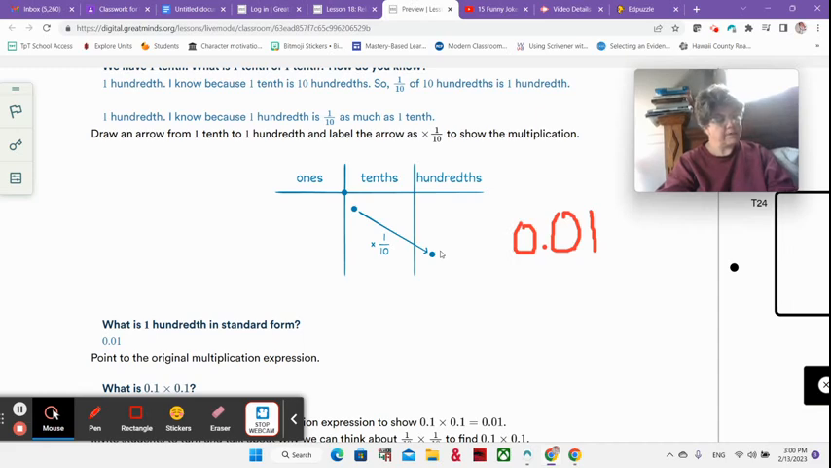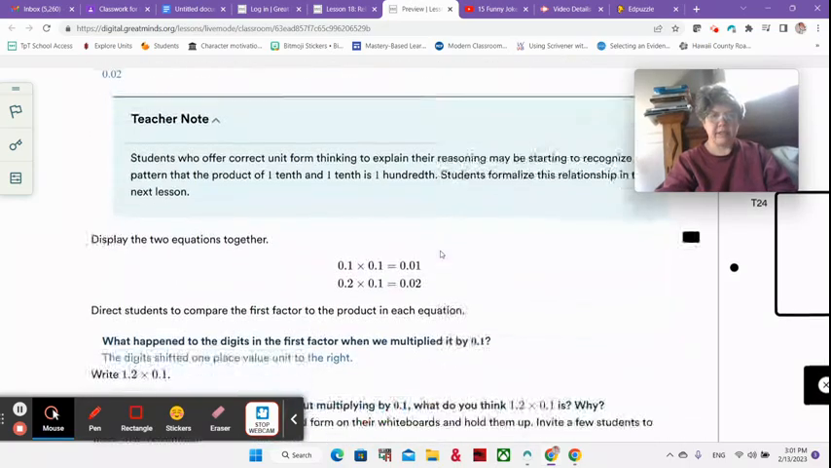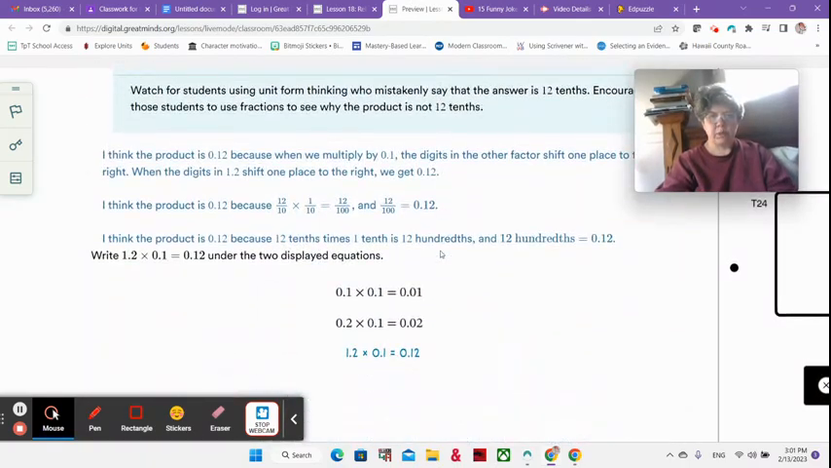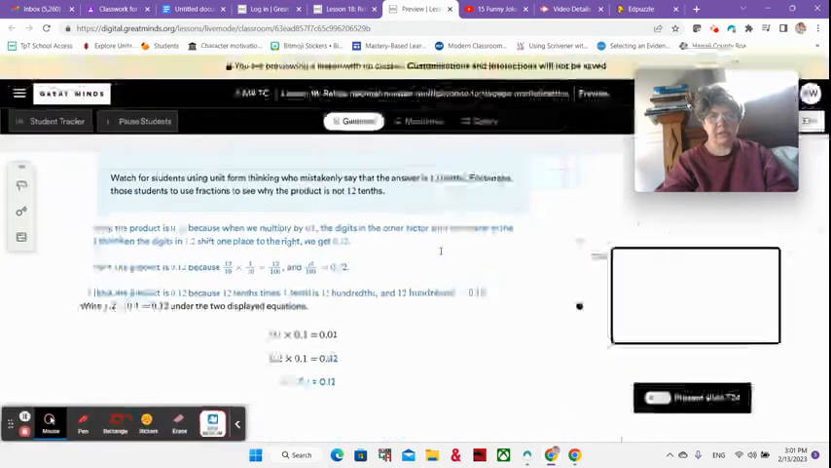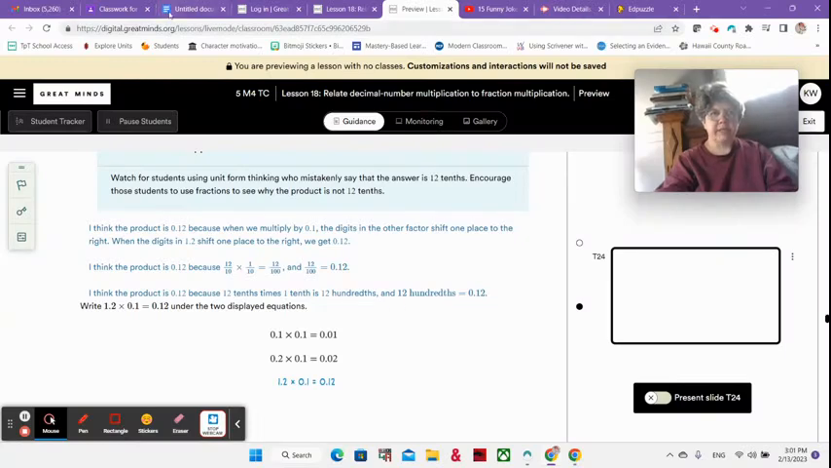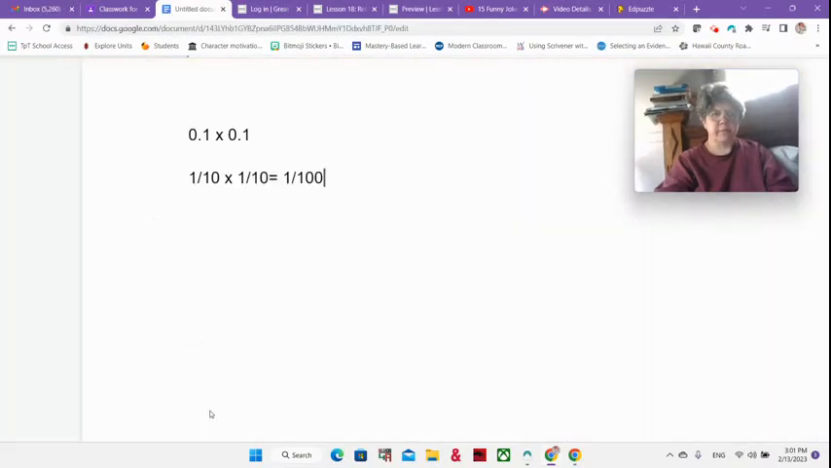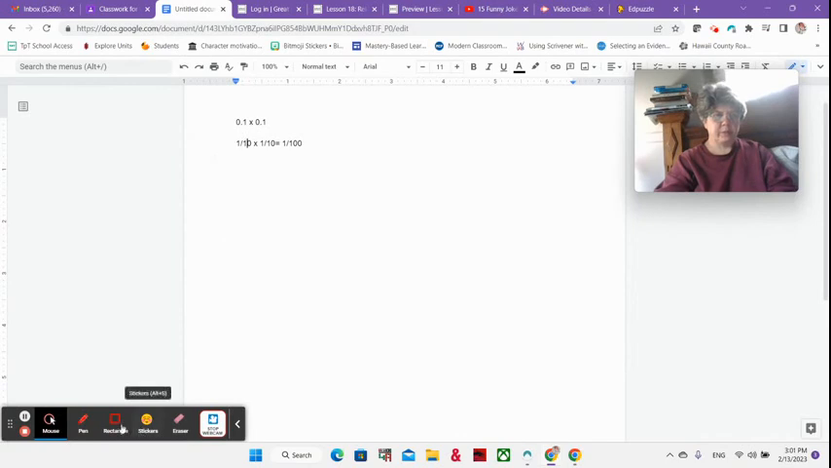Okay, so based on what we've seen so far about multiplying by 1/10, what do you think 1 and 2/10 times 1/10 is? Let me just show it to you. 1 and 2/10.